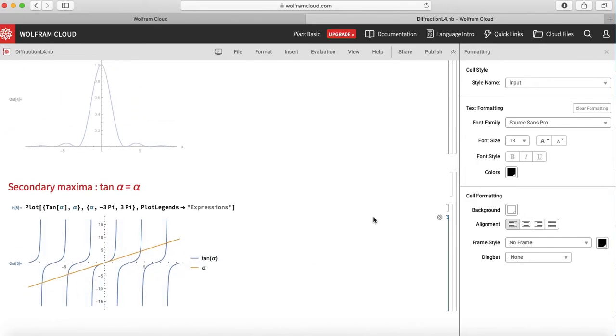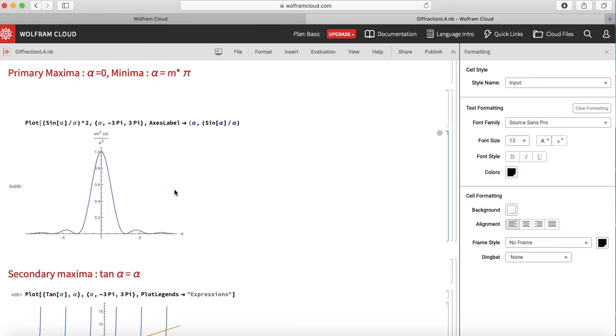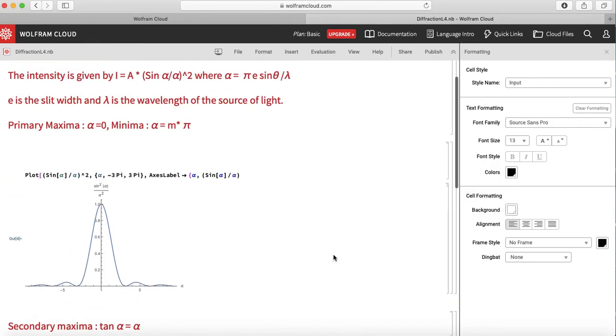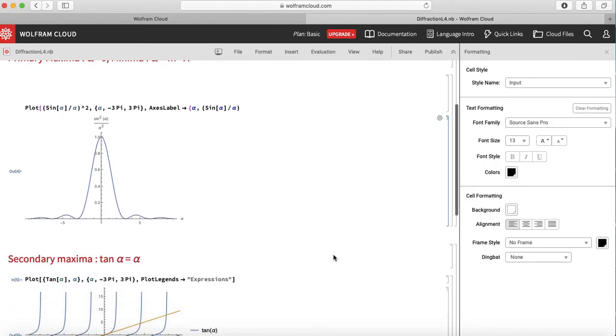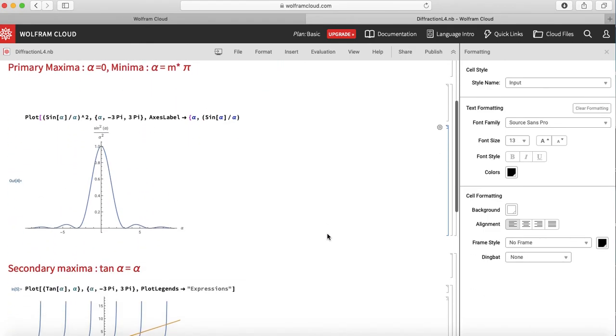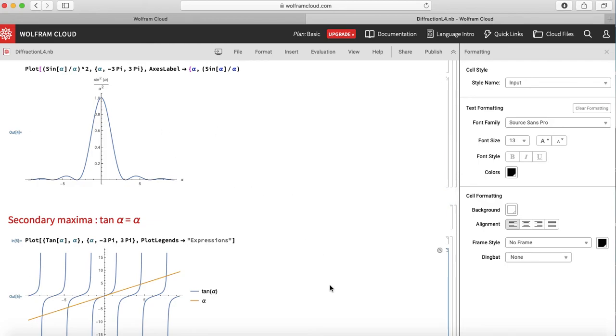Okay, this is how you can see where we get the different maxima and minima points in the diffraction pattern, and you can plot and try to see. Okay, so this is what I wanted to show you all.